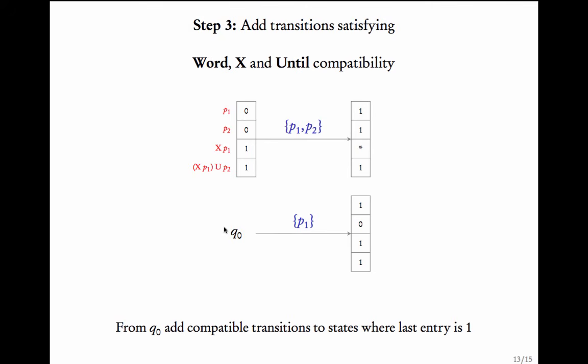From Q0, which is going to be the initial state, add compatible transitions, as in add word compatible transitions in which the last entry is 1. Similarly here this could have been either 0 or 1. However, the last entry has to be 1. From Q0, you always go to a state where the last entry is 1. This is for satisfying this condition about accepting expansions. If you look at any accepting expansion, the first column, last row will be 1. So this is step 3.